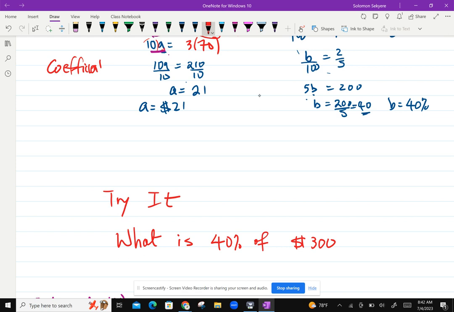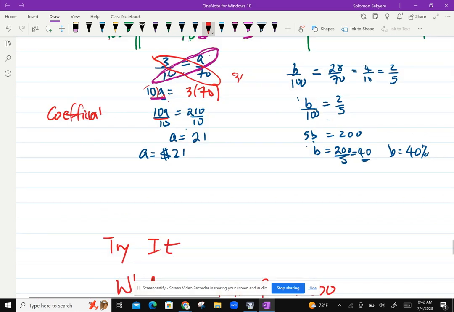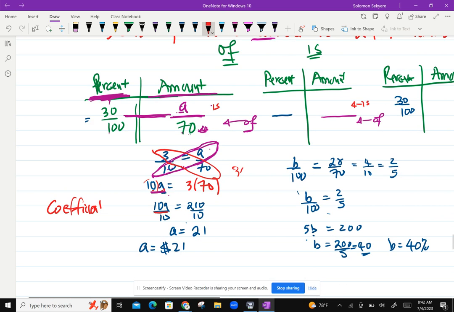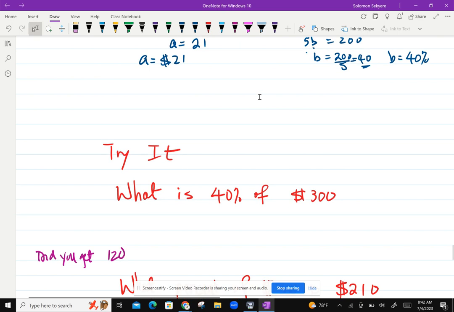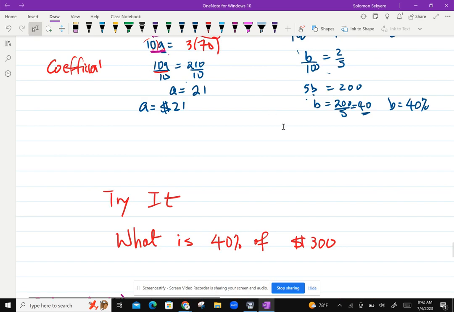So we divide both sides by the coefficient of the variable. 10A over 10 is equal to 210 over 10. So A equals 21. 21 what? A belongs to the right side under amount. So A is an amount and it goes under the dollar sign.